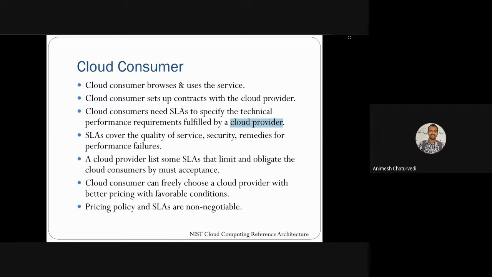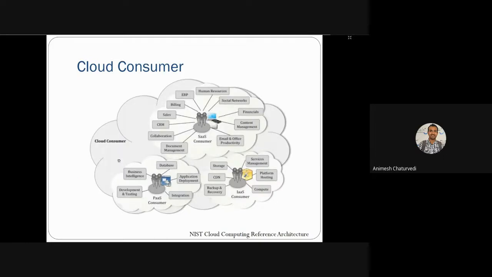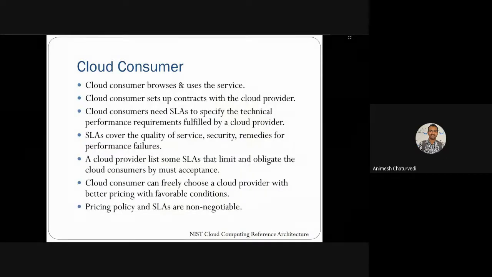Then a cloud provider may have a list of SLAs that limit and obligate the cloud consumer by must acceptance. So there are various types of key pointers that the cloud consumer must accept before starting to use the services of the cloud provider. There must be acceptance of all the agreements.